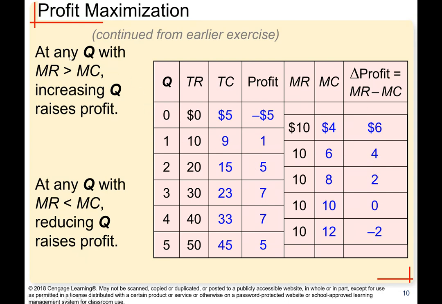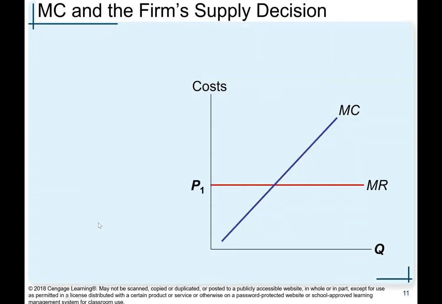And at any output where marginal revenue is greater than marginal cost, increase output, that raises profit. At any output where marginal revenue is less than marginal cost, reduce output. So where do you stop? There's a marginal cost and marginal revenue.